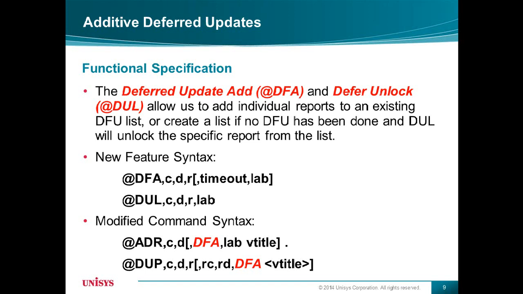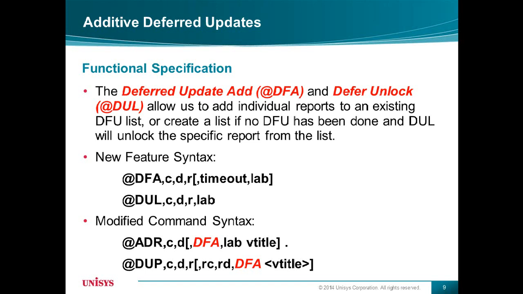Also, along with this, we have enhanced the add report and the duplicate report to handle the newly added report through a DFA. So when we specify a DFA with the add report, it adds the report in memory so that only a commit will be able to save the report as a permanent report. A DCU will discard the report from the in-memory operation. And similarly for the duplicate report as well.